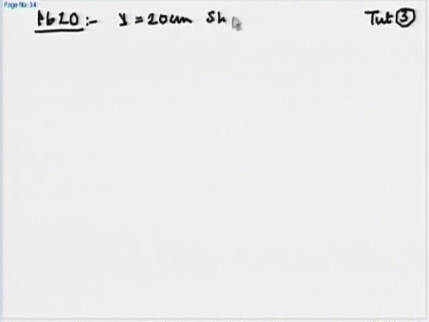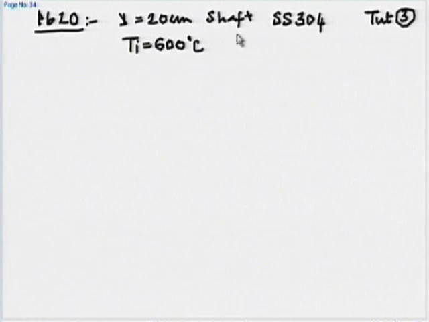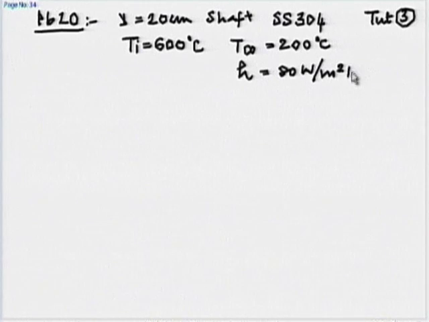It is a little lengthier, nevertheless we will do this because we will get to understand usage of those series formulae. A long cylindrical shaft of diameter D equal to 20 centimeter, made of SS304, comes out of an oven at a uniform temperature of 600 degree Celsius. That is, Ti is 600 degree Celsius. The shaft is then allowed to cool in an environment chamber at 200 degree Celsius, T infinity is 200 degree Celsius, with an average heat transfer coefficient of 80 watts per meter square degree Celsius, quite high heat transfer coefficient.